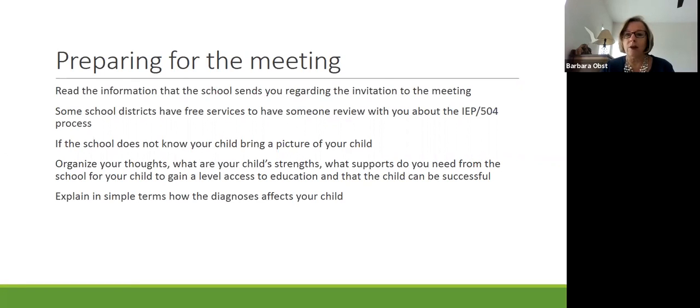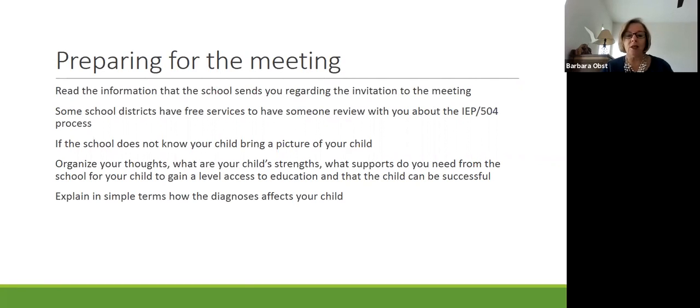Organize your thoughts. It's like preparing for doing a homework assignment. So you want to talk about what you think your child's strengths are. You can talk about what your concerns are about the child coming to school. And you can have your list of questions. You can also think, what supports do you think they really need, so that your child can gain that level of access to education, so that your child can be successful.